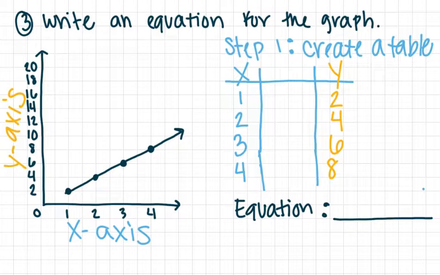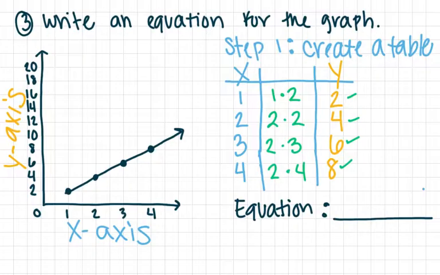Let's try multiplying. If I multiply 1 times 2, that gives me 2. Is 2 times 2 4? Yes. Is 2 times 3 6? Yeah. Is 2 times 4 8? Yes. So my rule is the numbers that are in this first column, my x's, I am multiplying them times 2, and that equals the y's.